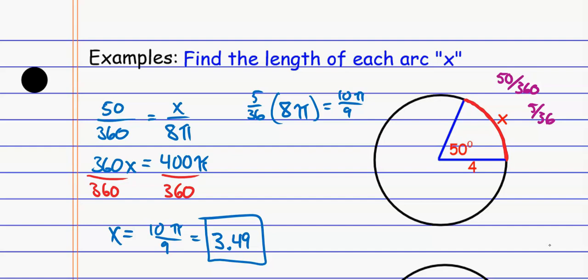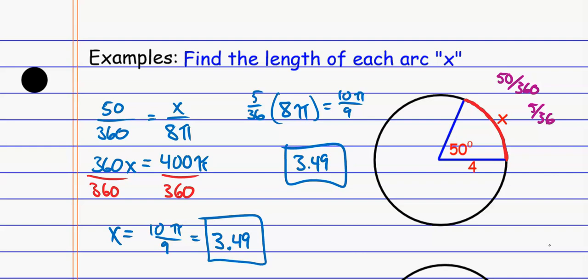So you can either do this by proportions and cross-multiplying, or you can say, hey, you know what? That's a fraction of the whole circle. So once I know what fraction of the whole circle it is, I can find the measurements by just multiplying everything by that fraction. I multiply the circumference by that fraction, and I still get 3.49, okay? And there are advantages and disadvantages to these.